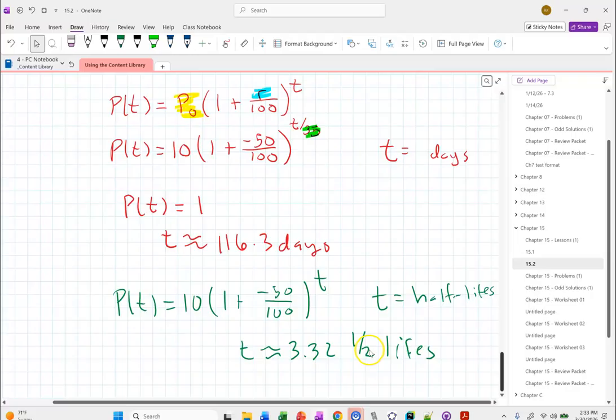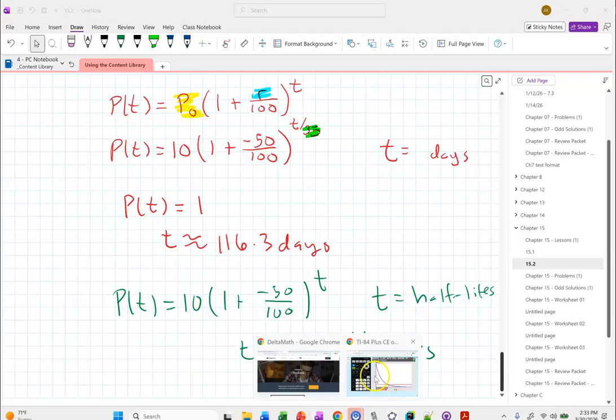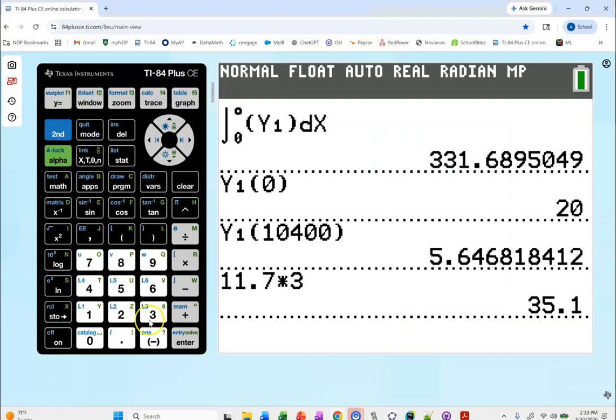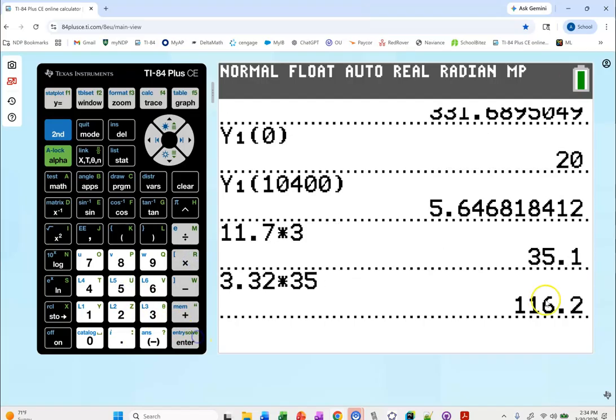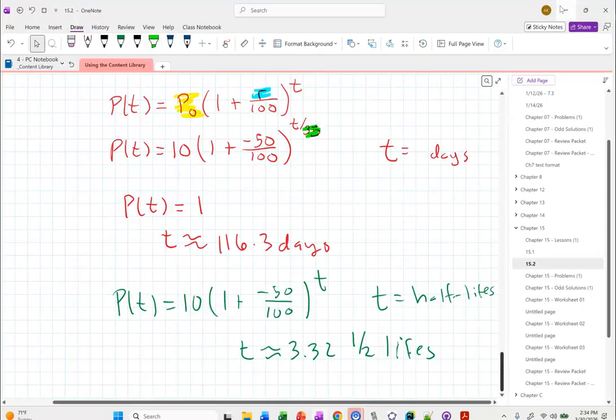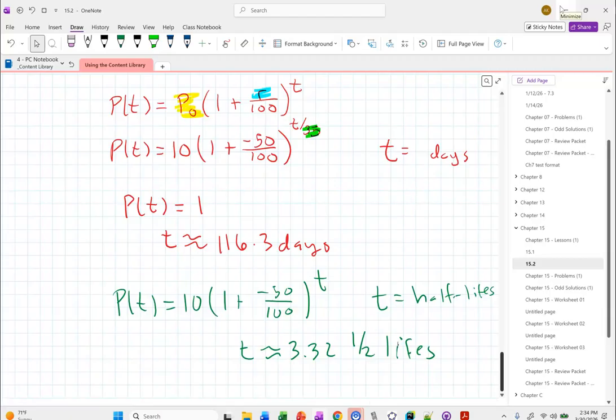And notice that if I take 3.32 and multiply it by 35, I should get that same 116-ish. So it's talking about the same amount of time in just a different unit. Both answers I would take, provided you have the unit written down next to it. That you wrote 116.3 days or 3.32 half-lives, both I would take, but the unit has to be there.